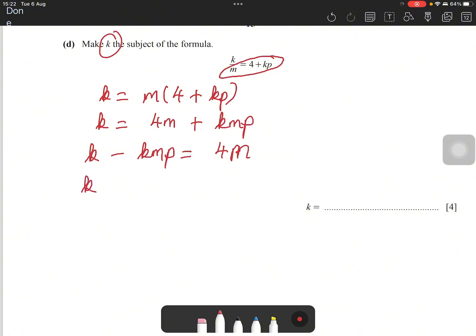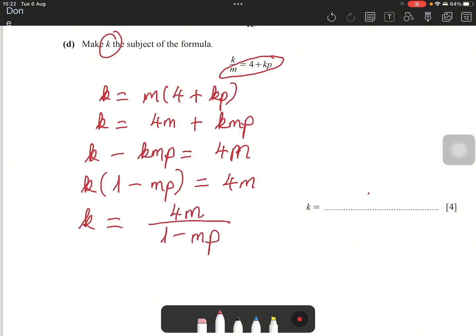Then I factorize. K is a common factor. Then we have 1 minus mp left, equals 4m. Then, to make k the subject, we divide both sides by 1 minus mp. So this is the final answer, 4m over 1 minus mp.